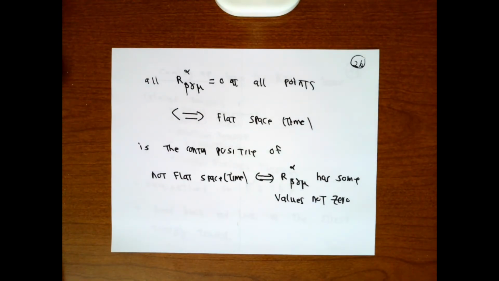So all of the R, alpha, beta, gamma, delta numbers have to be zero at all points if I'm to have a flat space. If even one of those numbers is different from zero any place in the space, then I don't have a flat space.